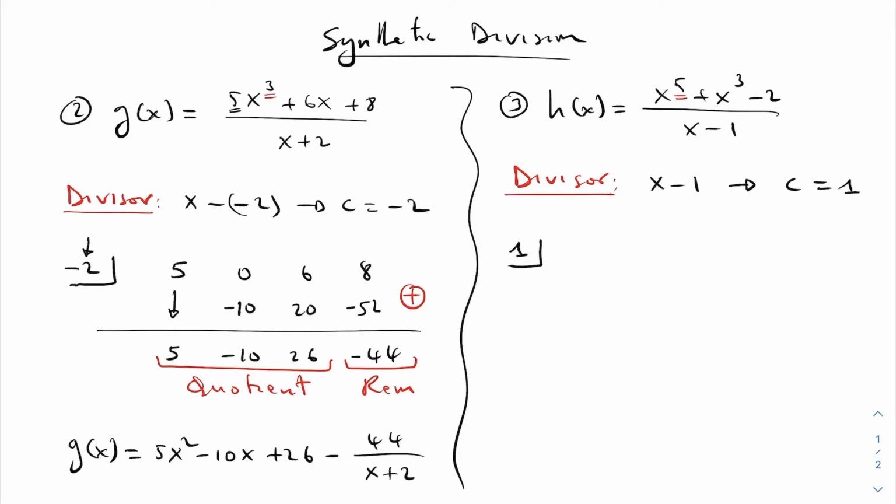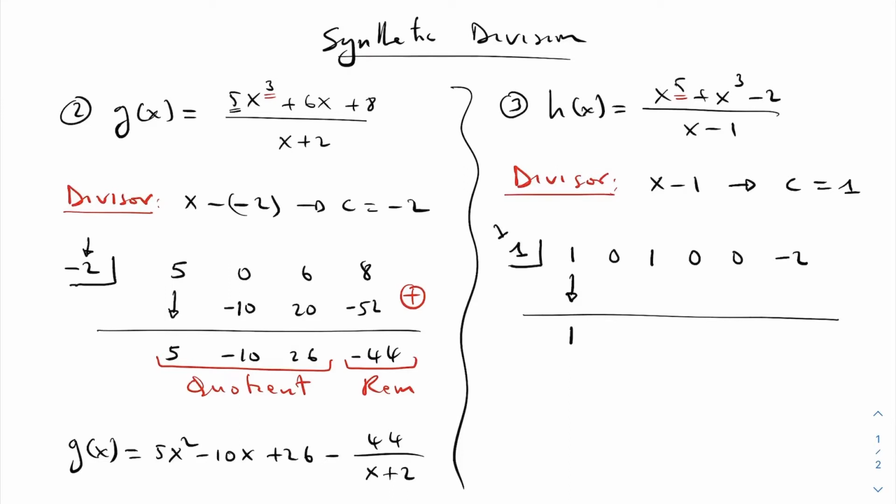And so I'm going to have 1 for the x to the power of 5 term. Then I'm going to have 0 for the x to the power of 4 term. And then I'm going to have 1, then 0 for x to the power of 2, then 0 for x to the power of 1, then negative 2 for x to the power of 0. And with that, my setup is complete. And so I can go ahead and just bring down the first coefficient here, and that's going to be 1.